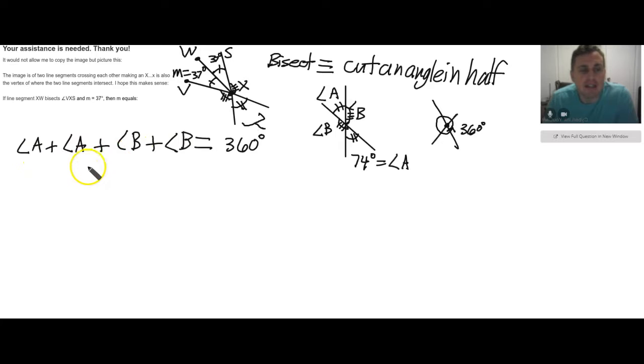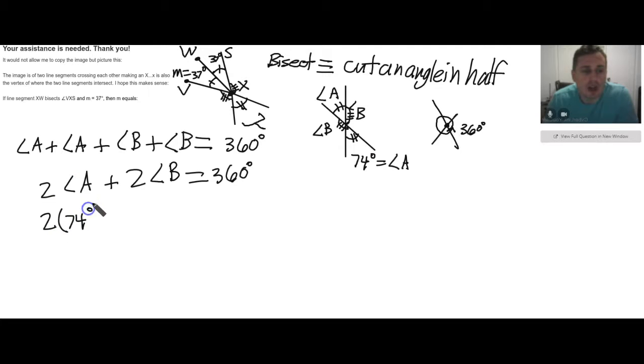So algebraically, this is just saying that 2 times angle A plus 2 times angle B should equal 360 degrees. But we know what the measure of angle A is. That's 74 degrees. We can substitute that in. 2 times 74 degrees plus 2 times angle B. 2 times 74 degrees is 148 degrees, if I've got my mathematics correct. That is my arithmetic: 7 times 2 is 14, and 2 times 4 is 8. Okay, so 148 plus 2 times angle B equals 360 degrees.